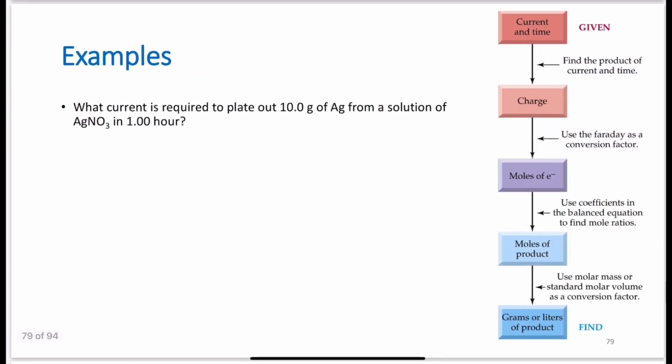Let's work another example. What current is required to plate out 10 grams of silver from a solution of silver nitrate in 1 hour? So what are we thinking about here? Well, we know that we want to know current, so we're trying to find I. We're given grams of silver and we're given time. We're given time in hours, we need to get that to seconds.